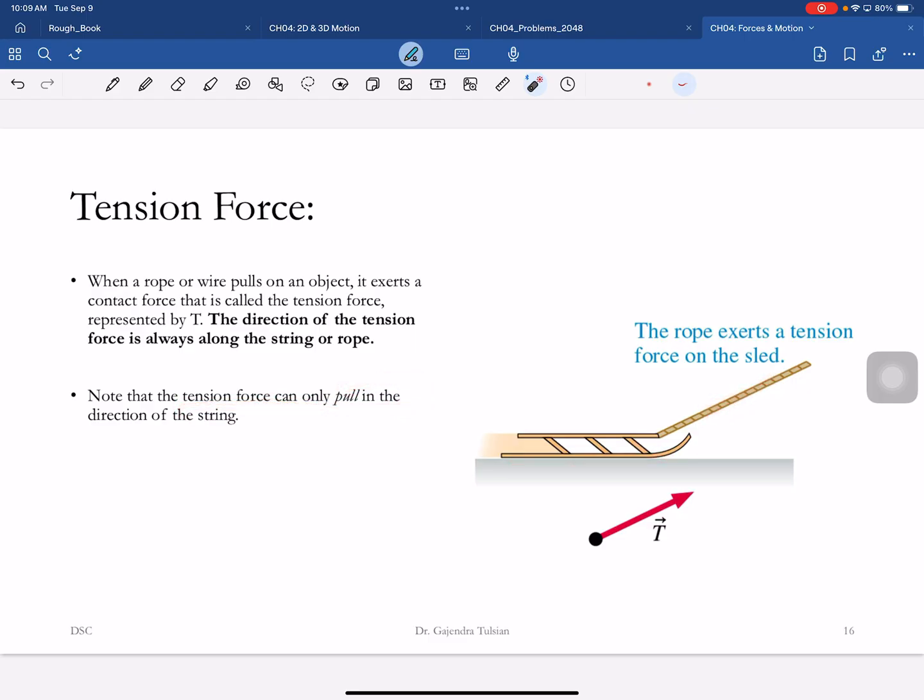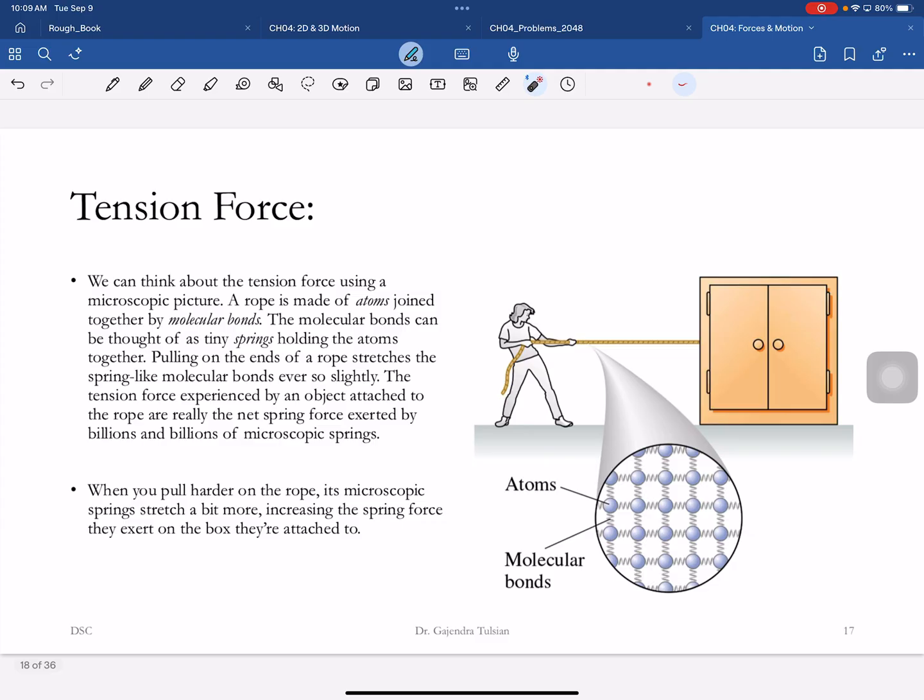So the tension force, the way it arises, think of a rubber band. When you're pulling on a rope, you're stretching the rope ever so slightly, and that's what's pulling it. Okay? So with a rope, you can't push. So here we'll look at tension forces. We'll look at a molecular model for it.